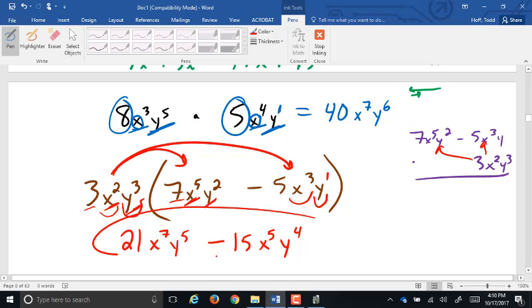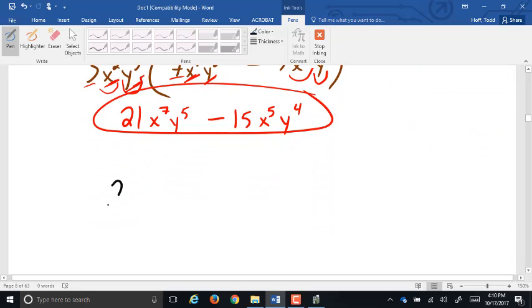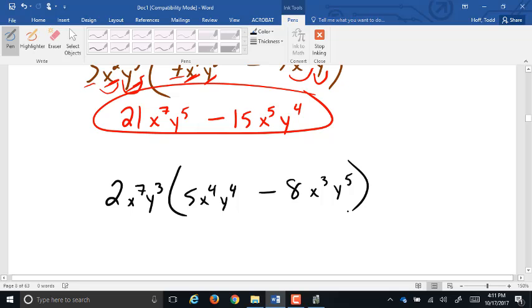I'm going to have you try one of those just for practice. 2x to the seventh, y to the third, times 5x to the fourth, y to the fourth, minus 8x to the third, y to the fifth. I'll give you a second to multiply those out.